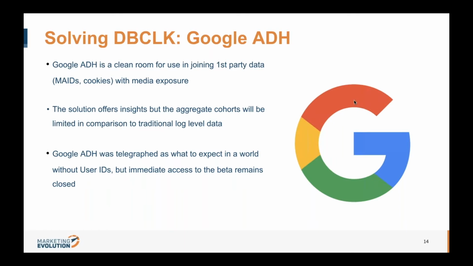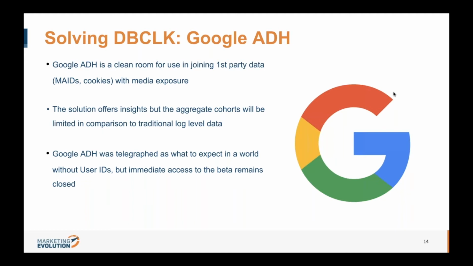media exposure. Google ADH supports impression alignment with display, video, but not paid search. They've never given an official explanation why, and I suppose no one really has to explain a beta. But my theory is because display and video are deemed a passive engagement experience versus a more direct and personable inquiry that triggers a search ad. So they're attempting to be mindful. So thanks, Google. The ADH solution offers insights, but the aggregate cohorts are limited in comparison to traditional log-level data.